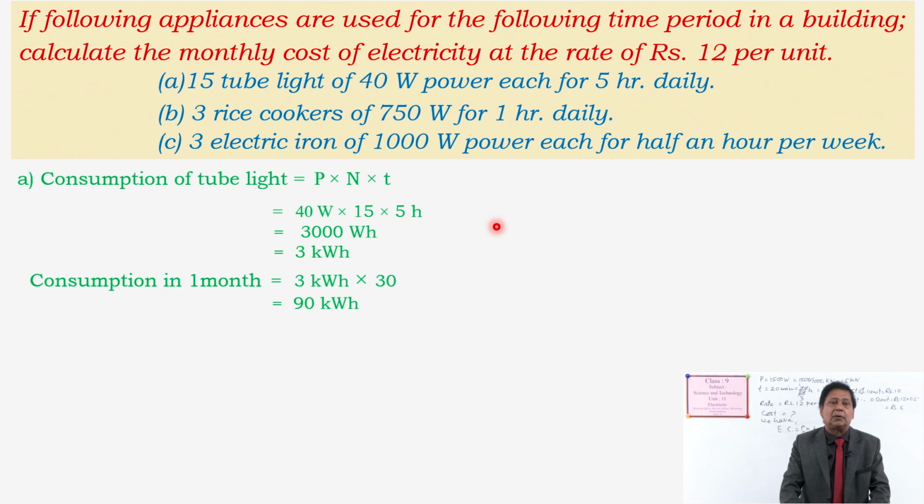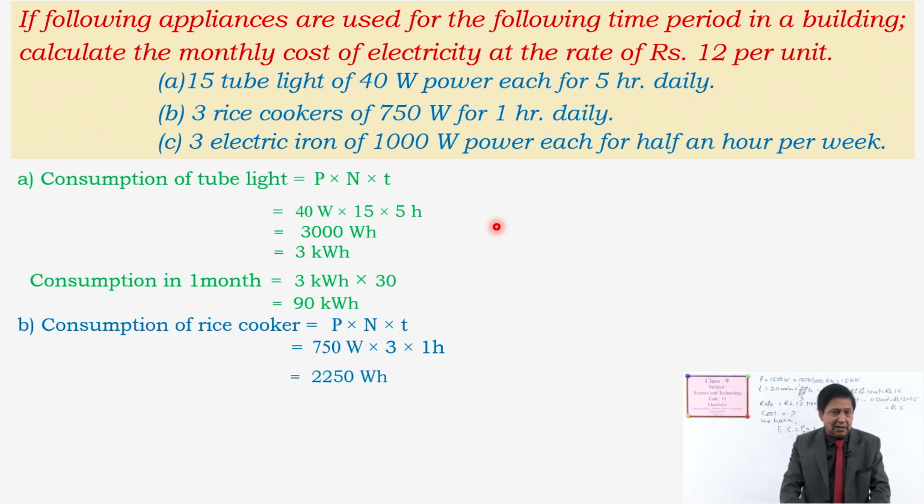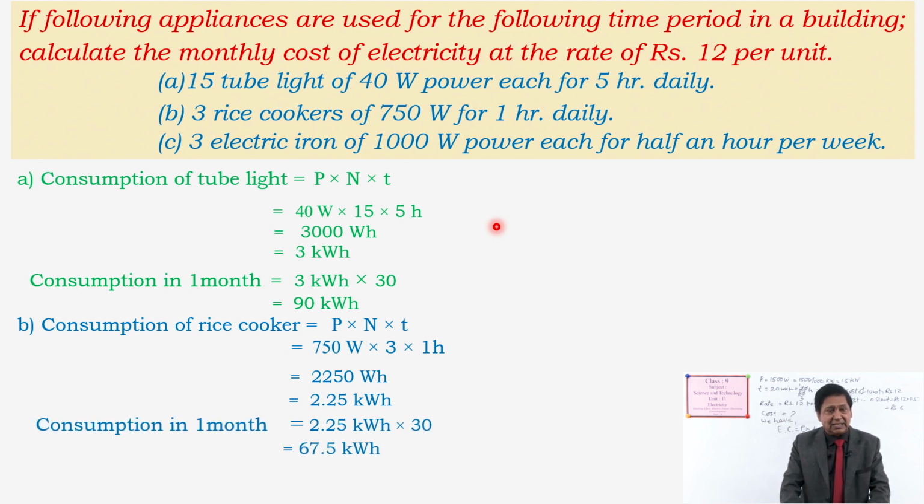Now let's talk about rice cooker, which is given in B. Consumption of rice cooker is again P into N into T. P is 750 watt and 3 rice cookers, and time 1 hour. When we multiply all these, we get 2250 watt hour, and if we divide it by 1000, 2.25 kilowatt hour. Now in 1 month the consumption will be 67.5 kilowatt hour.